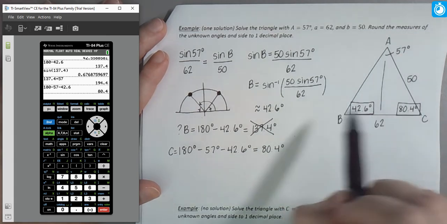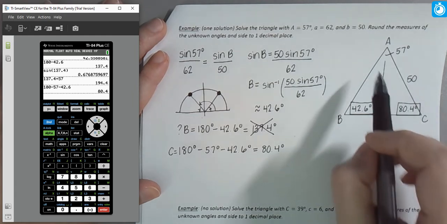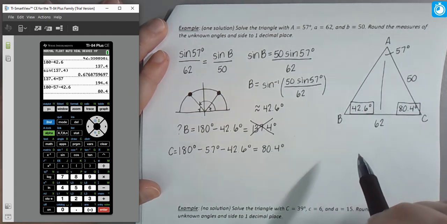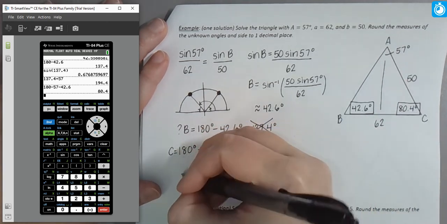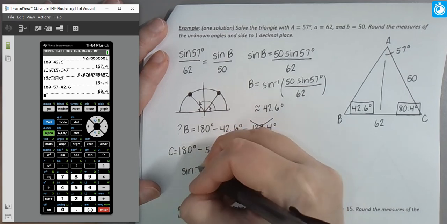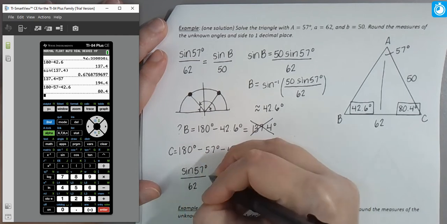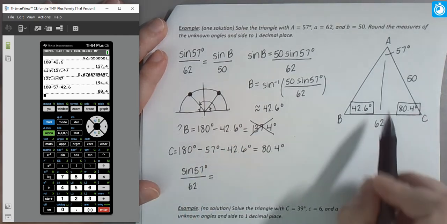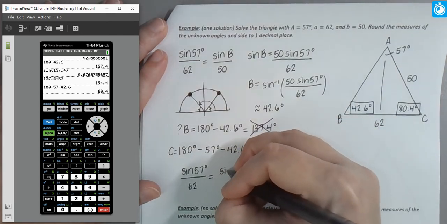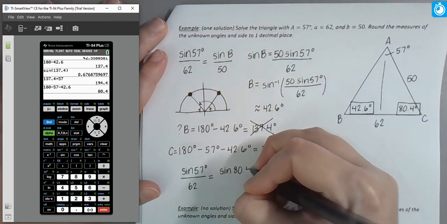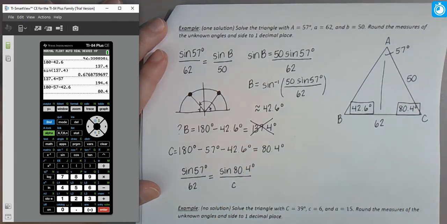Now remember, no Pythagorean theorem, this is not a right triangle, so we use the law of sines again, but now we're using it to solve for a side, which is what we did in the previous examples. So using that pair that we were originally given, sine of A, which is sine of 57 degrees, divided by the opposite side length, which is 62, is equal to the sine of angle C divided by its opposite side. So the sine of 80.4 degrees divided by the opposite side length, side C.